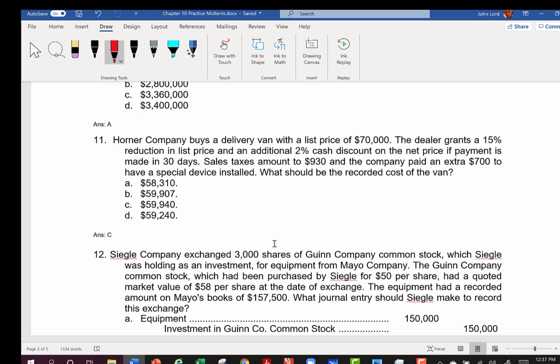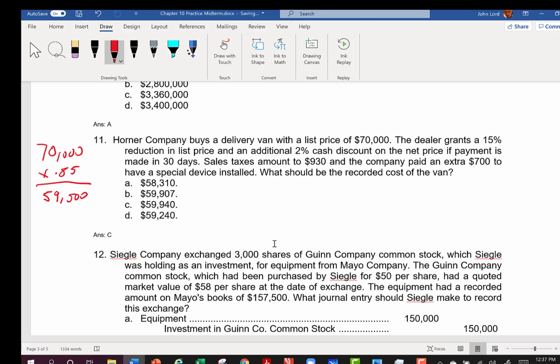Okay, so the way this problem worked is they had the $70,000, that was the list price. They got the 15% discount, so they're going to pay 0.85 of that 70,000, or they're going to get charged that. If you take that 70,000 times the 0.85, you get 59,500.